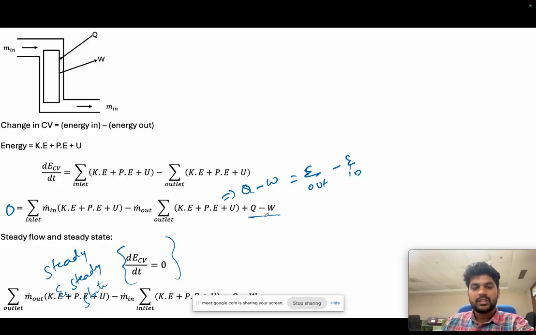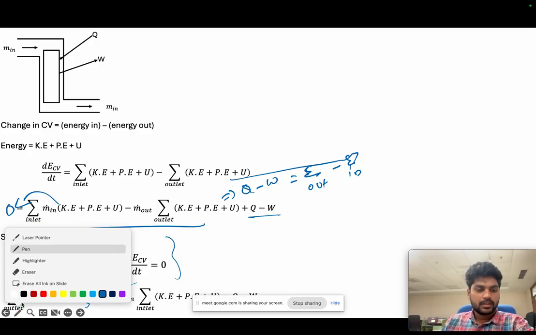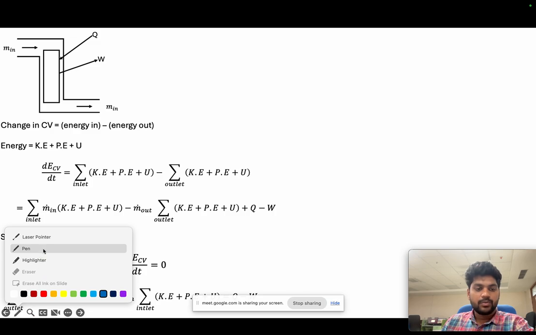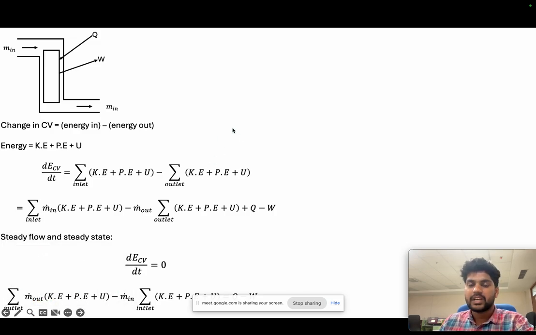So then we take this side and move it to this side, and then it will become like this. So that's what is written here. I think the down one will not be shown. Now I want to give some basics: what we mean by kinetic energy, potential energy and internal energy.